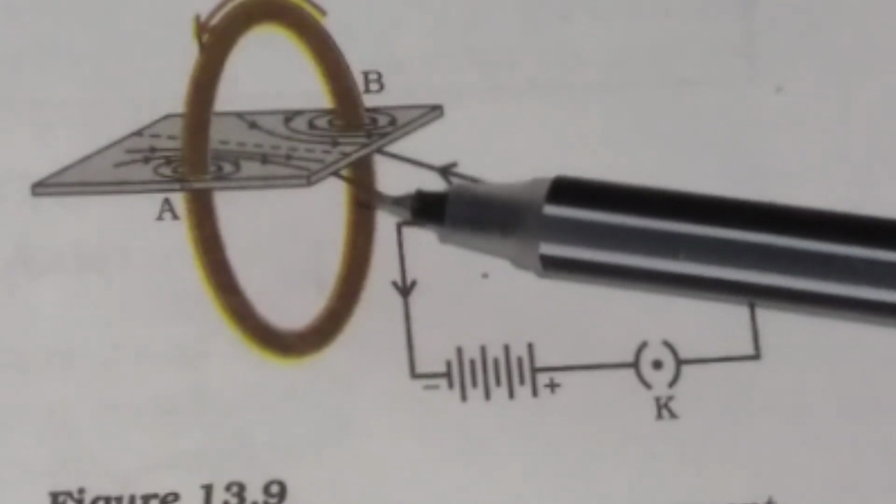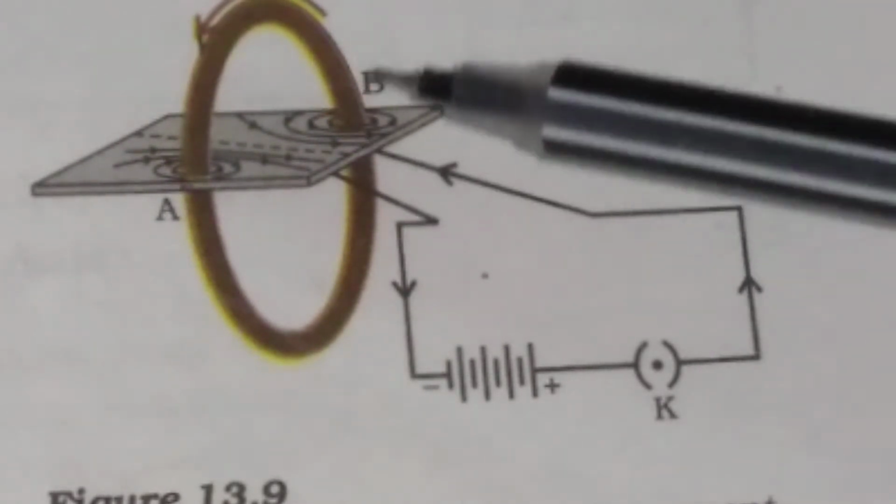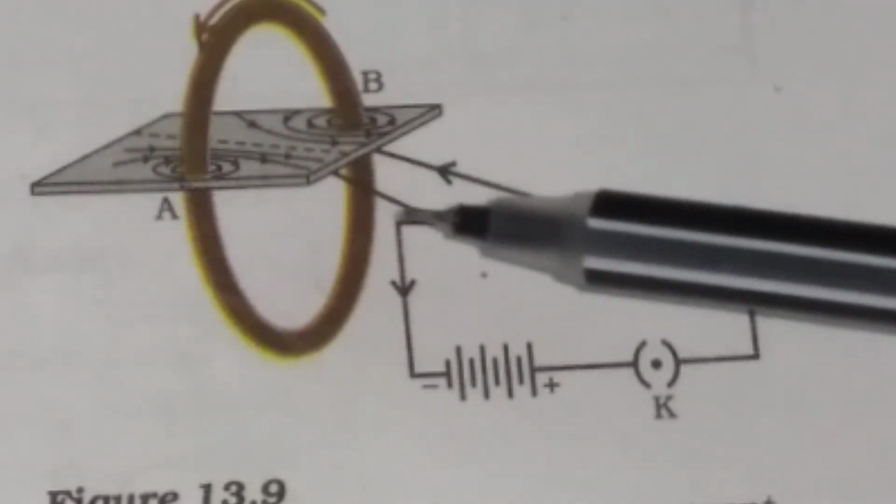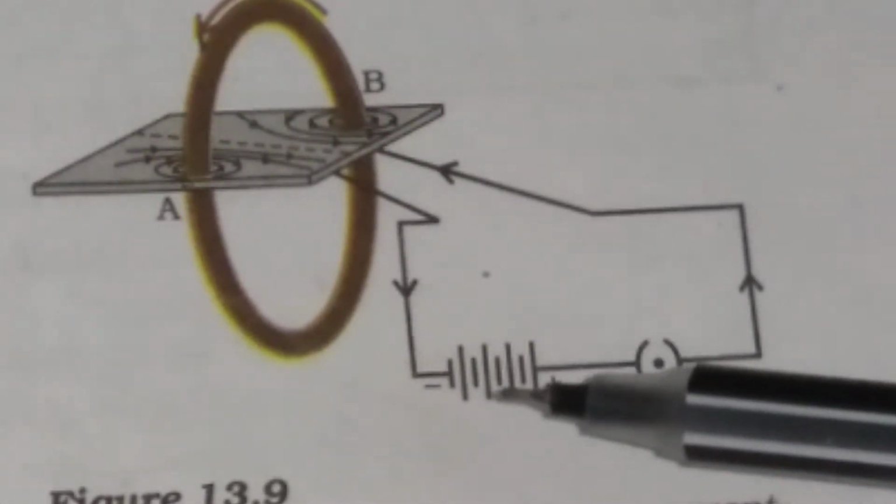The coil is normal to the plane of the cardboard. You see, the coil is normal to the plane of the cardboard. Connect the coil to a battery. The coil is connected to a battery.